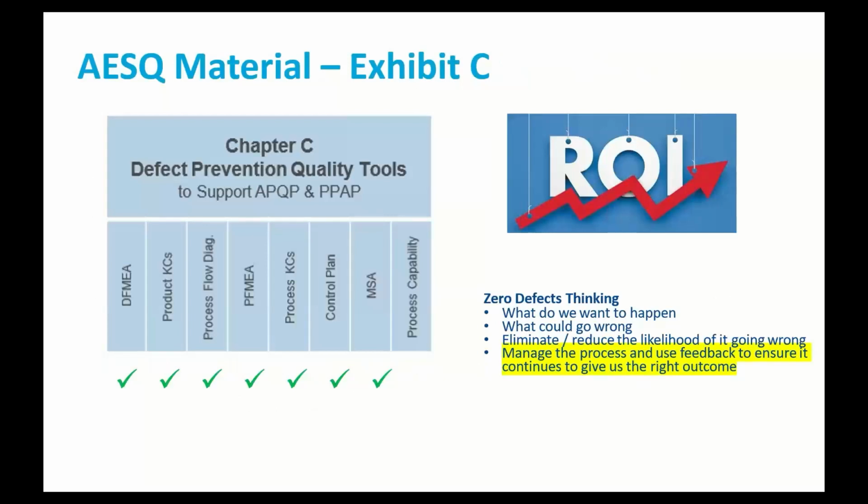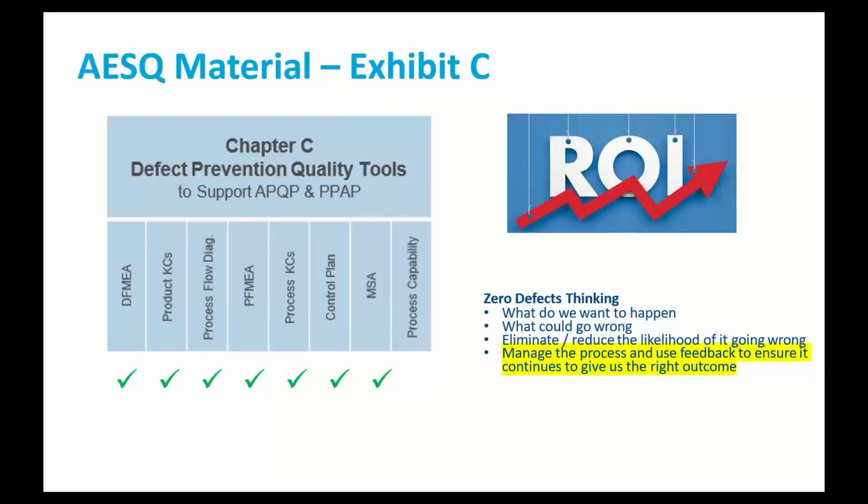So, at the conference, they're talking about AS9100 that combined 9145 into it through Chapter C. They said, these are the tools we need to support APQP and PPAP: DFMEA, product critical characteristics, process flow, PFMEA, everything on the list.